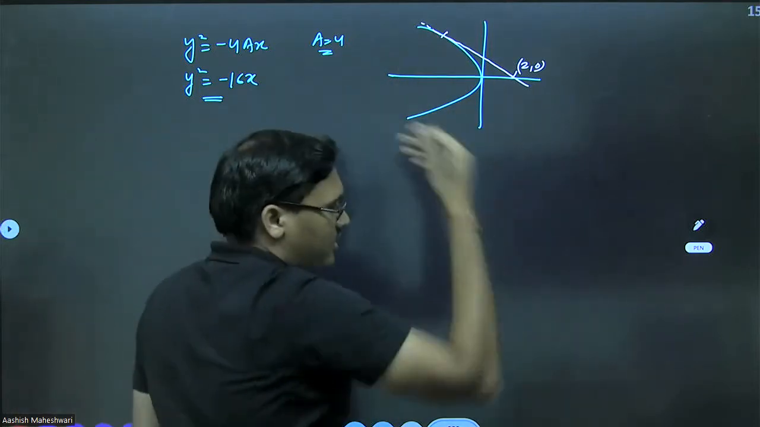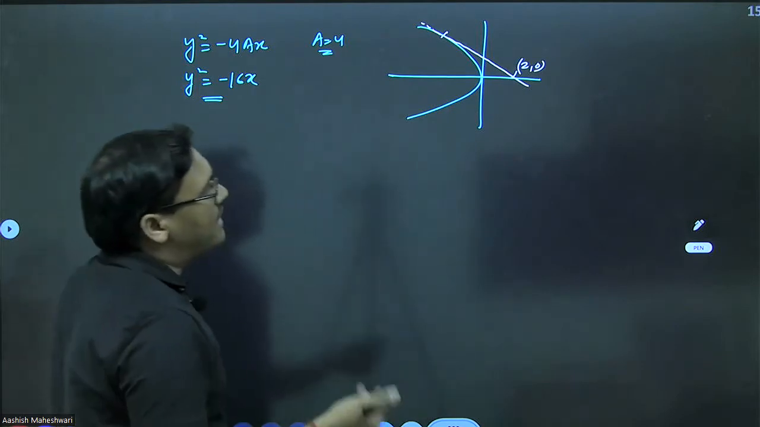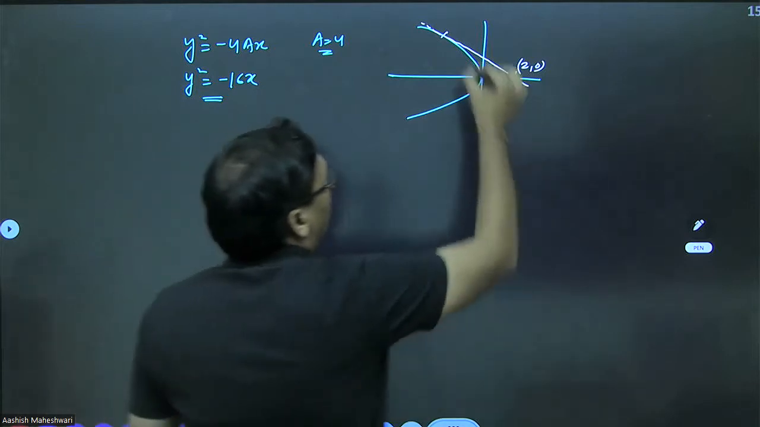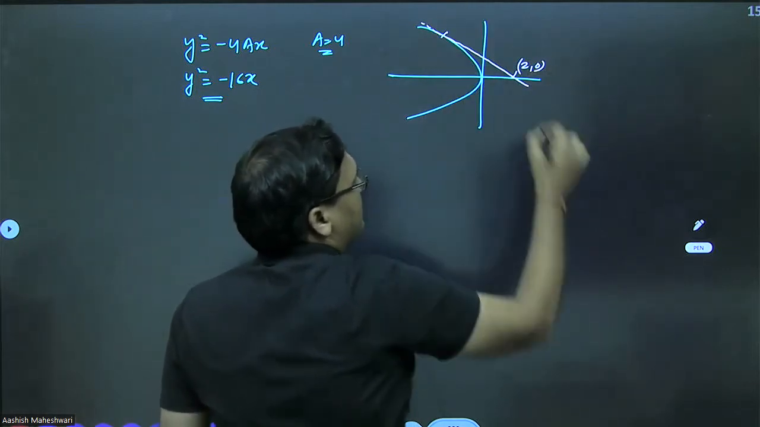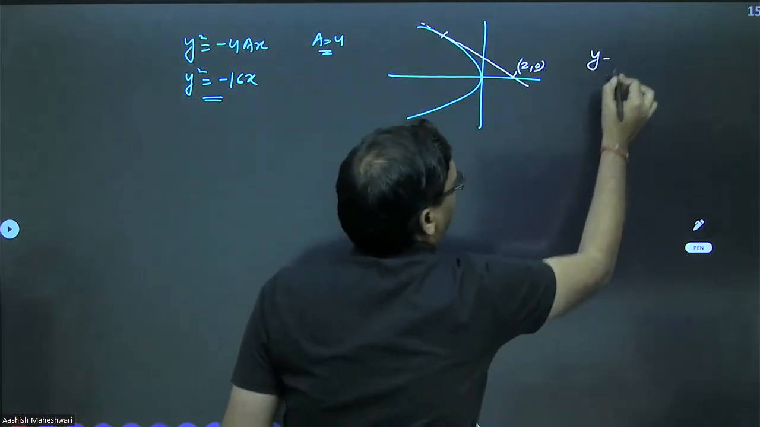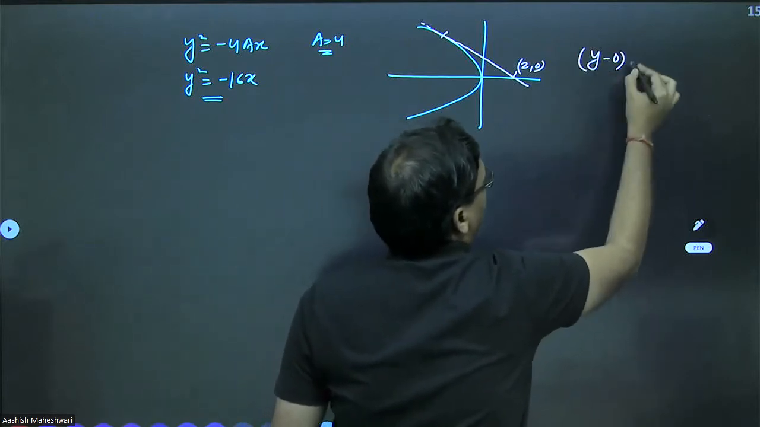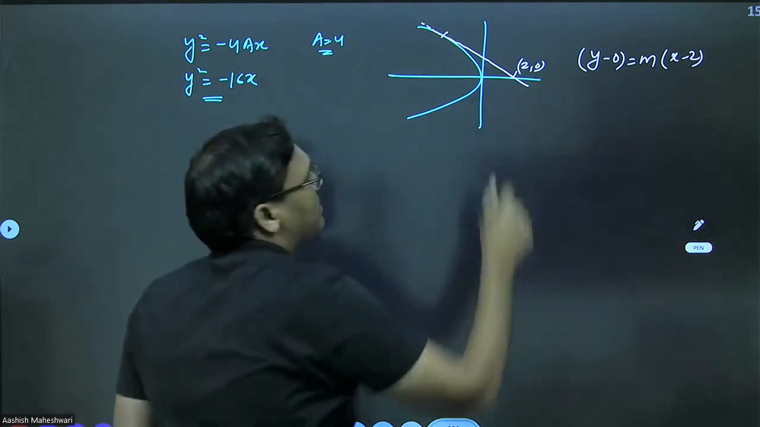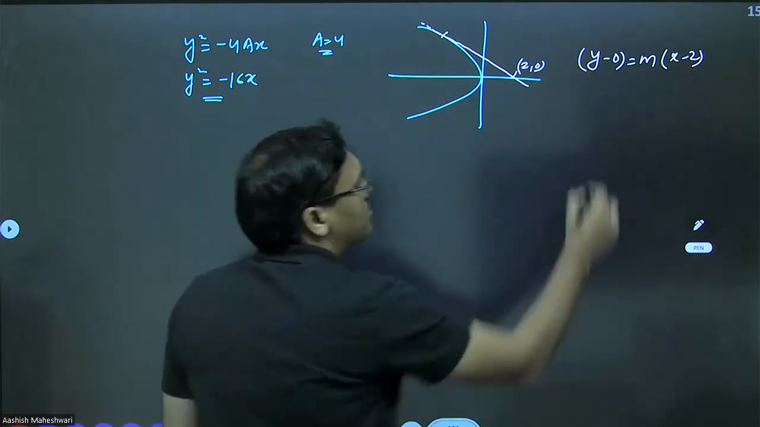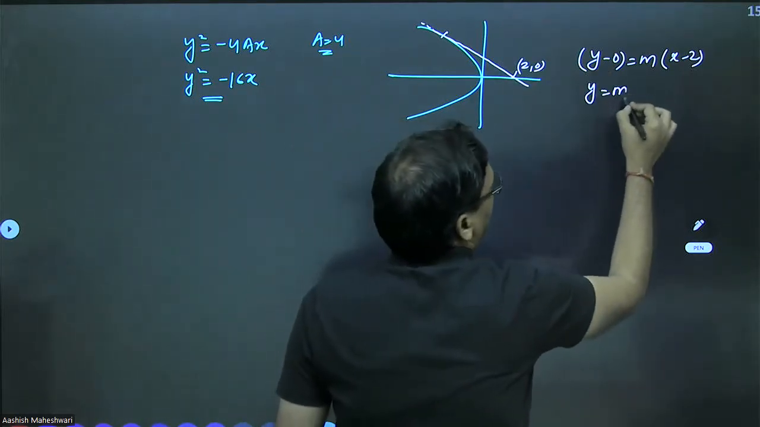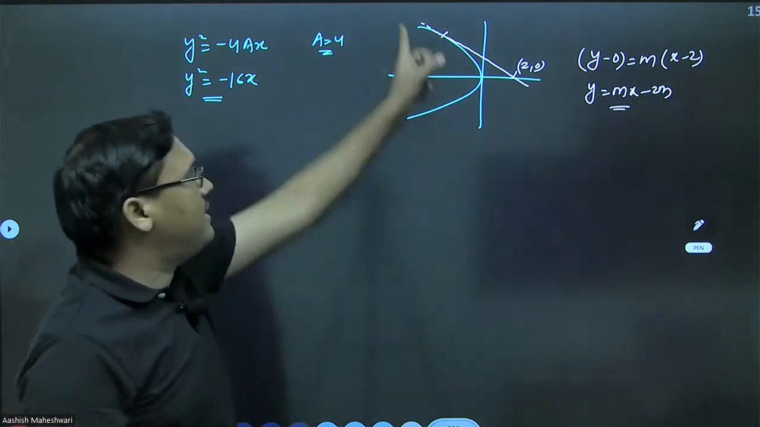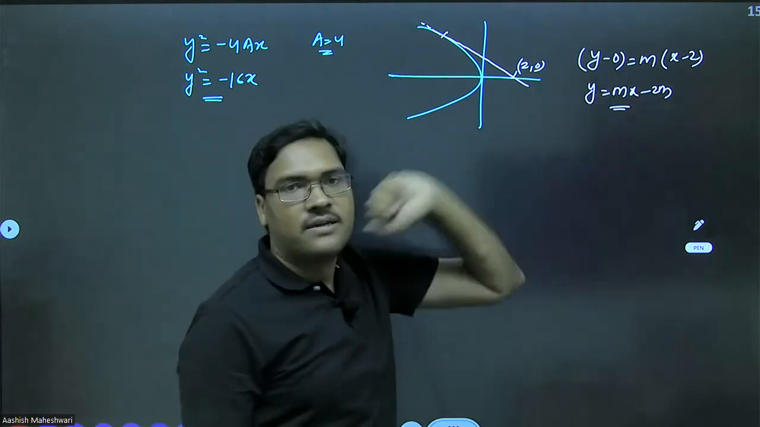You can either apply the dy by dx concept, or you can directly solve this by using basic coordinate geometry. How? Let's say the equation of this tangent line is y minus y1 is equal to m into x minus x1. This is passing through 2 comma 0. I have assumed this is the line. So this is y is equal to mx minus 2m. Correct? Any line which is passing through 2 comma 0 can be taken as this.